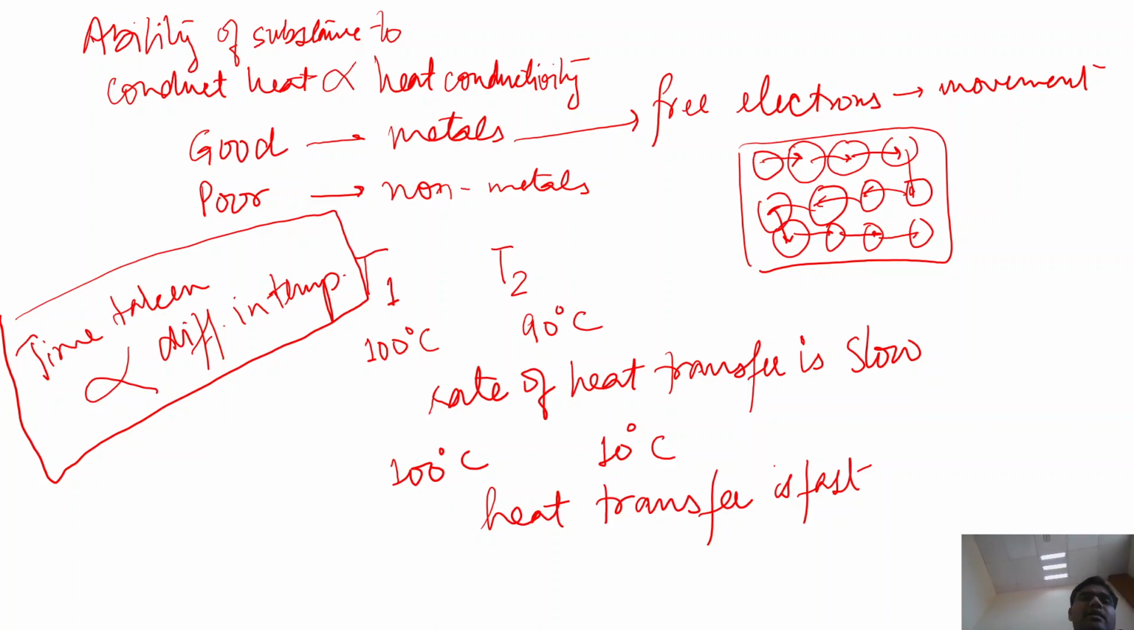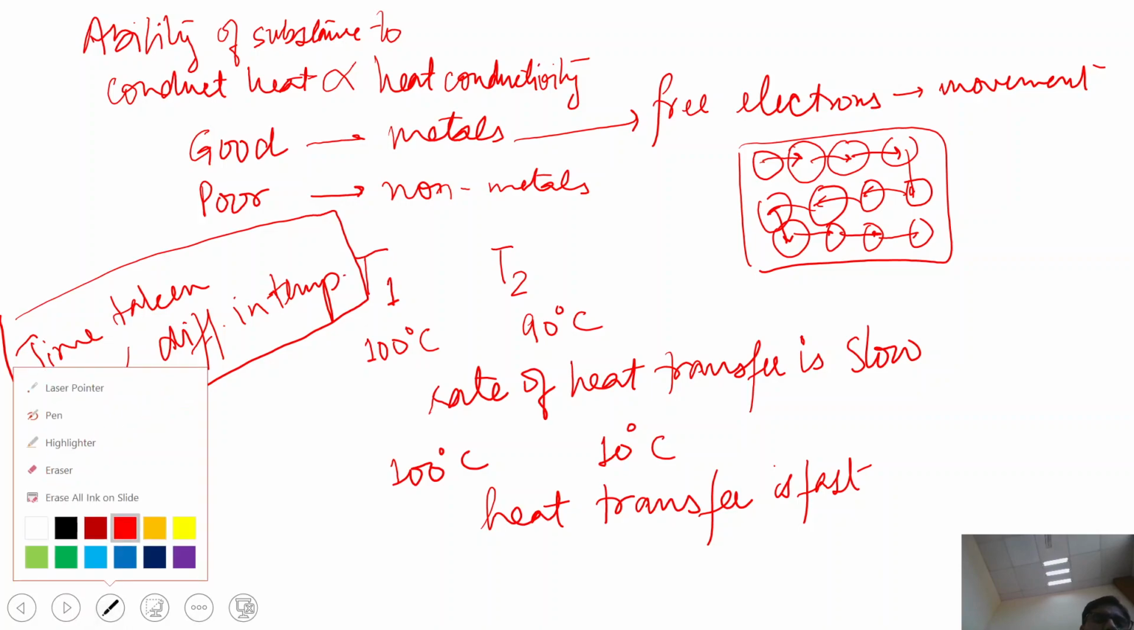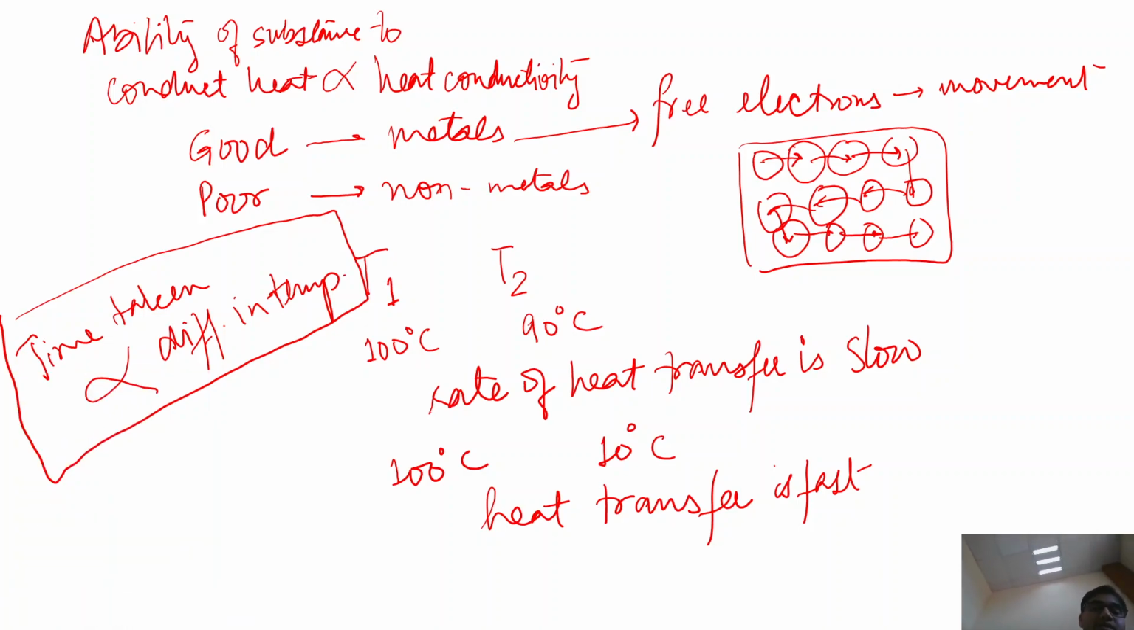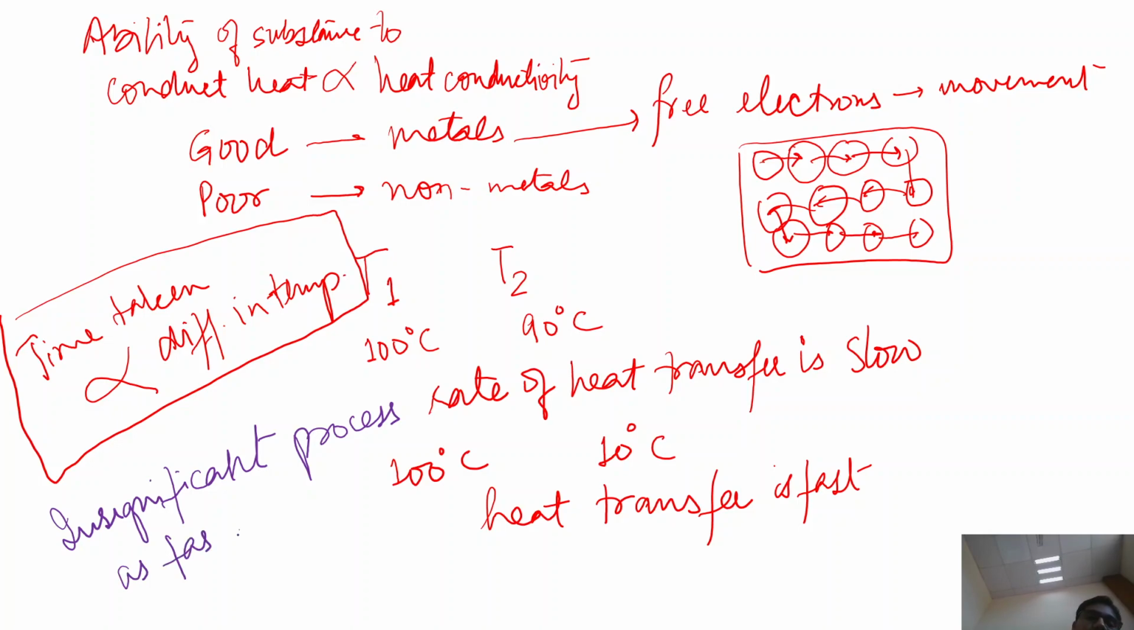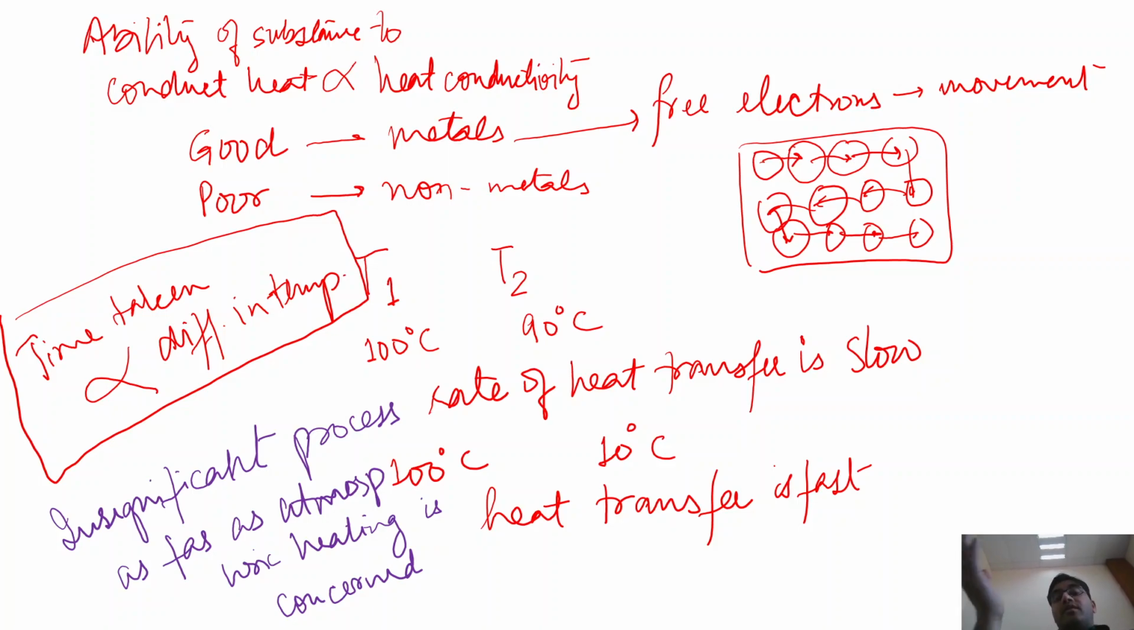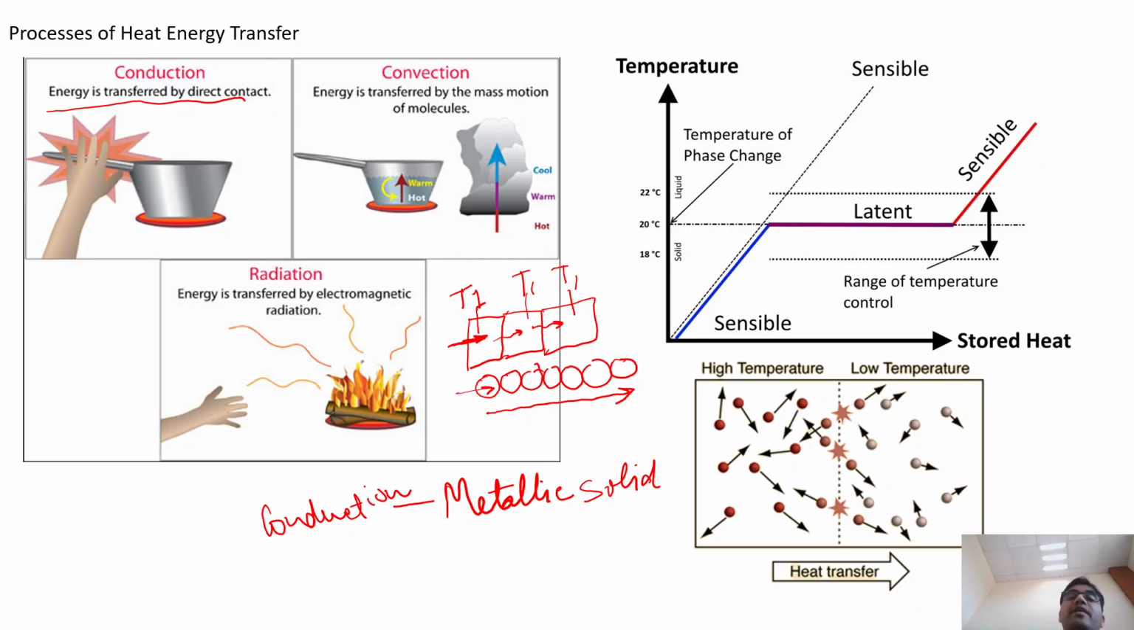But conduction is not a very important process as far as atmospheric heating is concerned. It is an insignificant process as far as atmospheric heating is concerned, because we all know that in the atmosphere there are non-metallic gases, which are poor conductors of heat. So this process is not very useful when we study atmospheric heating. The second process, which is very important and is the main process, is convection.